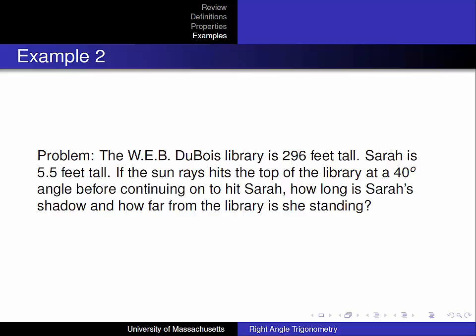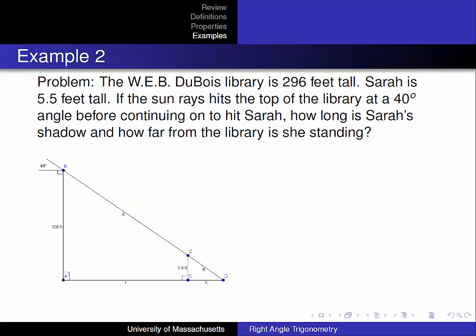So the question is, how long is Sarah's shadow and how far is she standing from the library? Okay, so the first thing we want to do is draw a picture. Here, I already created our picture, so you can see that on the left-hand side we have side AB, that's our library. And I labeled it, it's 296 feet tall.